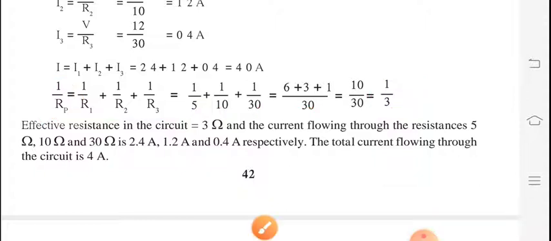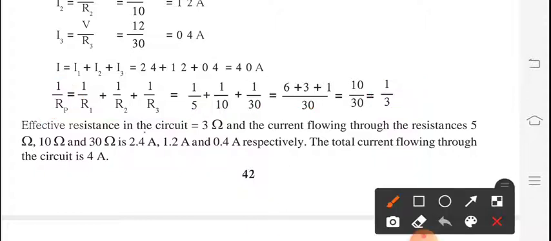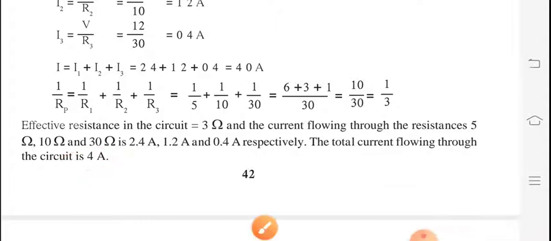So we can write the final answer. The effective resistance in the circuit is 3 ohm, and the currents flowing through the resistances of 5 ohm, 10 ohm and 30 ohm are 2.4 ampere, 1.2 ampere and 0.4 ampere respectively. The total current flowing through the circuit is 4 ampere. So this is our final answer.